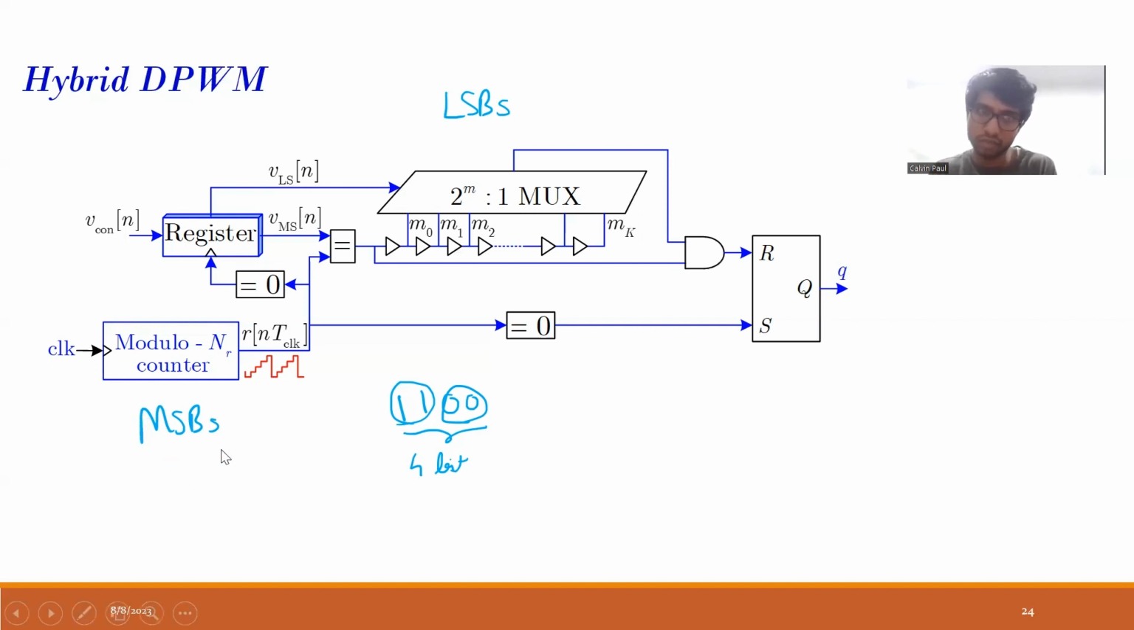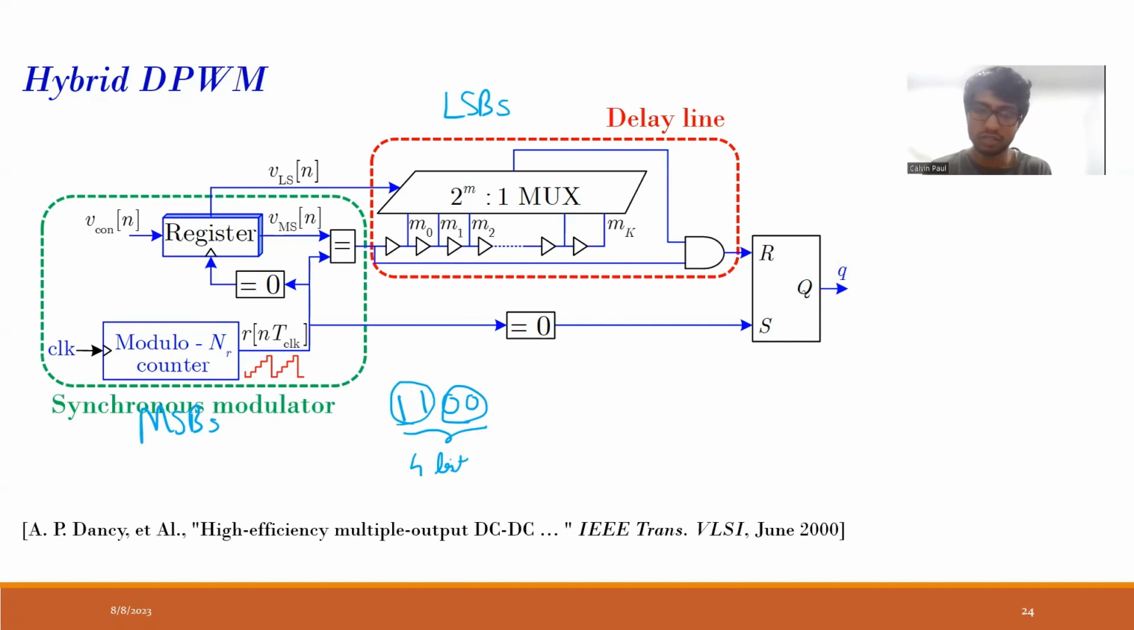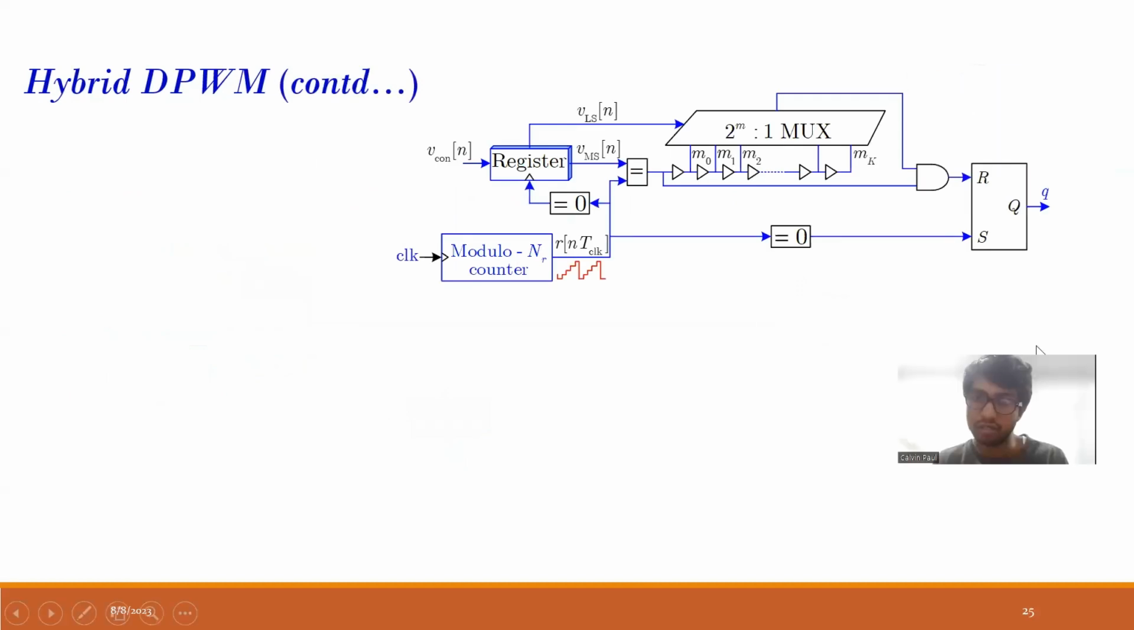The coarse value, or the approximate range of the effective duty ratio, is determined by the modulo-N counter, but the actual fine value is determined by the delay line based DPWM. So we combine both these methods and try to minimize nonlinearity and reduce the frequency of the clock required. This paper came out in June 2001. So what is happening? Let us go in depth into this.